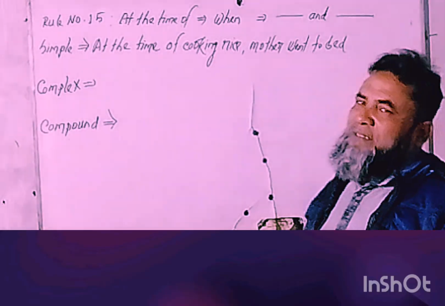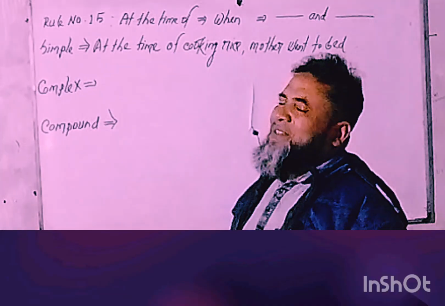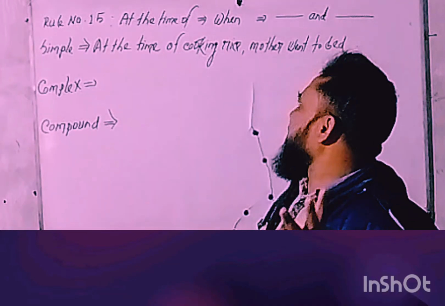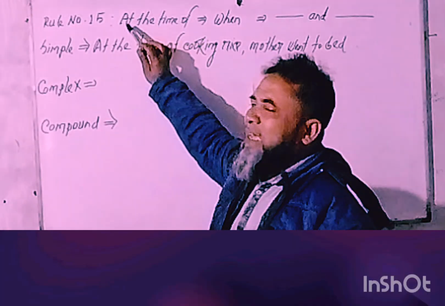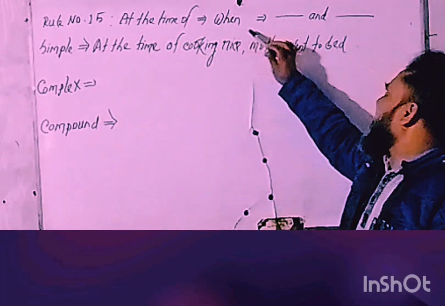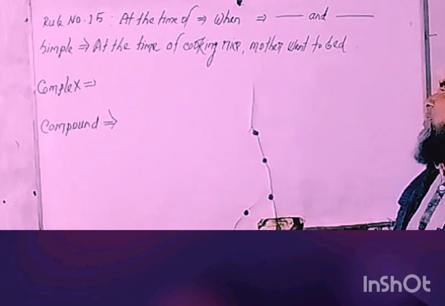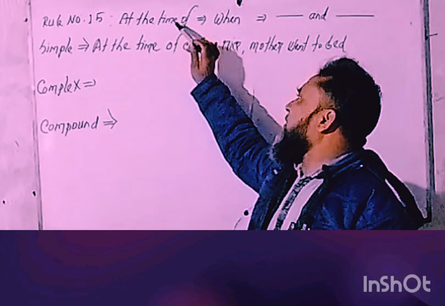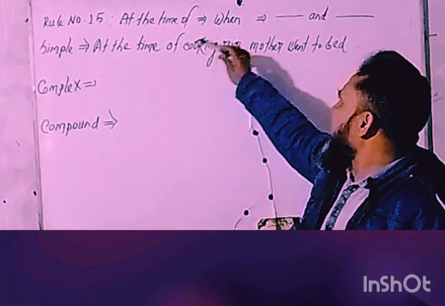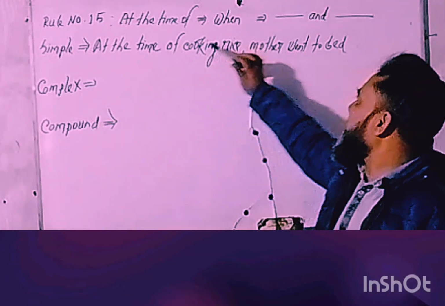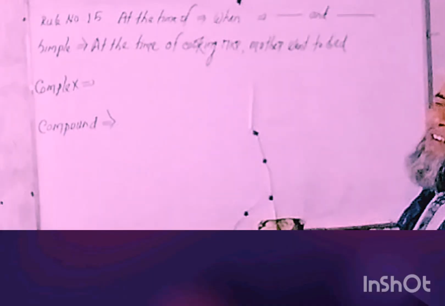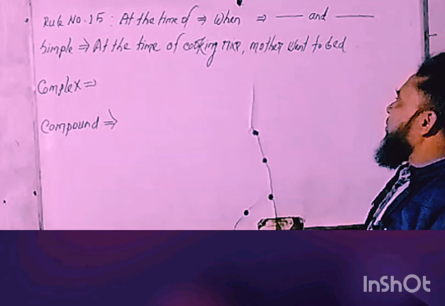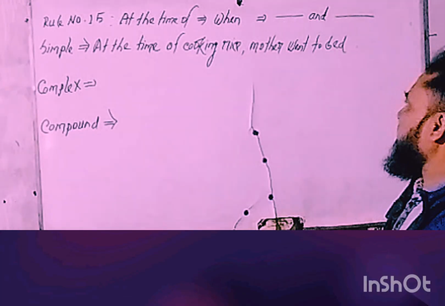At first, you'll have to mind that, my dear learners, in this class there is a great relationship among three items: at the time of, as, and. At the time of is used in a simple sentence, as is used in a complex sentence, and and is used in a compound sentence. With the reference of these relationships, I have written an example on the board.